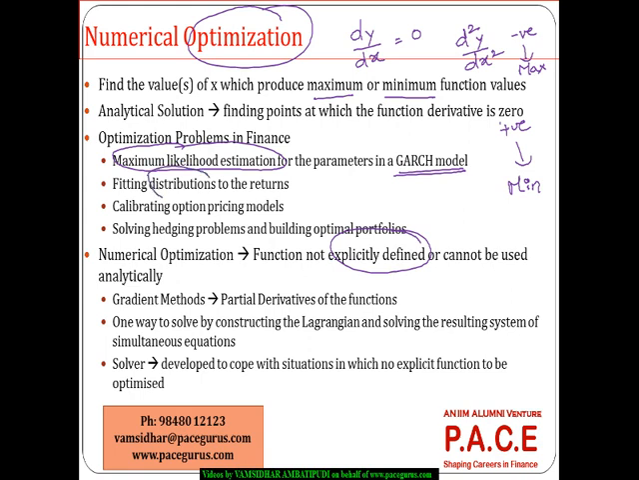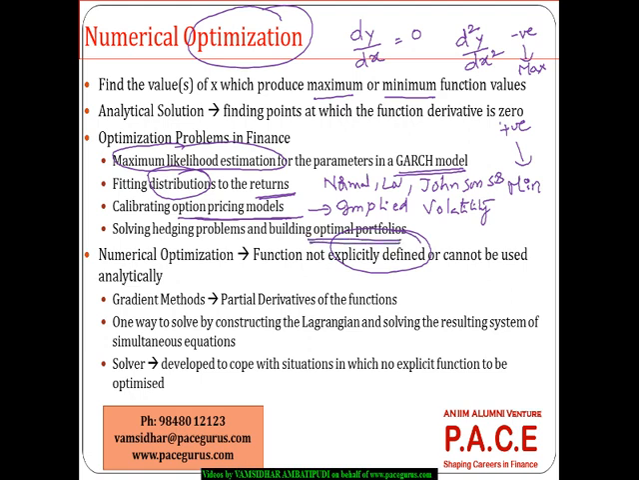If I have to fit a mathematical or statistical distribution to the returns, to see whether the returns follow a normal distribution, log normal distribution or Johnson SB distribution, whatever distribution I want to go with, how do I fit them? How do I calibrate the option pricing models? How do I compute implied volatilities? So there are different places where I may have to rely exclusively on maximization and minimization scenarios, or on building optimal portfolios. We have seen in various lectures and my videos on portfolio management how well Solver, a tool which uses numerical optimization procedures, can help in generating an optimal portfolio.